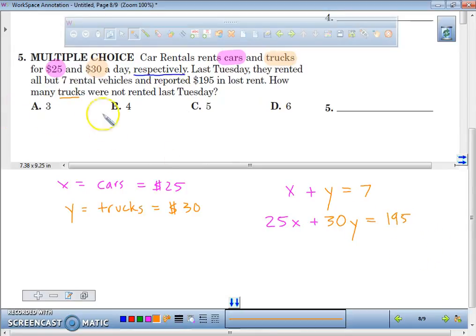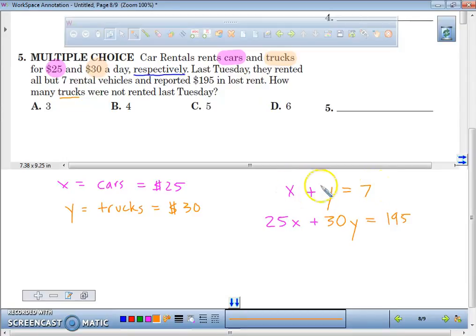Now, this is a multiple choice, so we don't actually have to solve the problem. Let's show you how to use numbers. Okay, we'll do the elimination method on number 4 here in a little bit. Right now, what do these two numbers have to add up to? 7. There's a limited number of numbers that can add up to a 7.